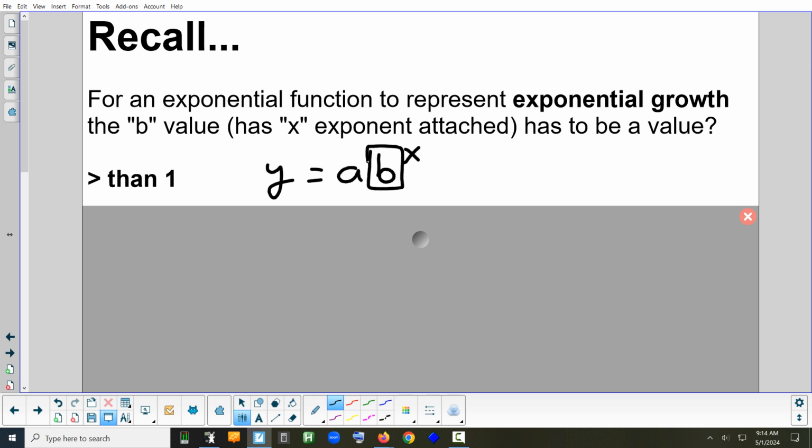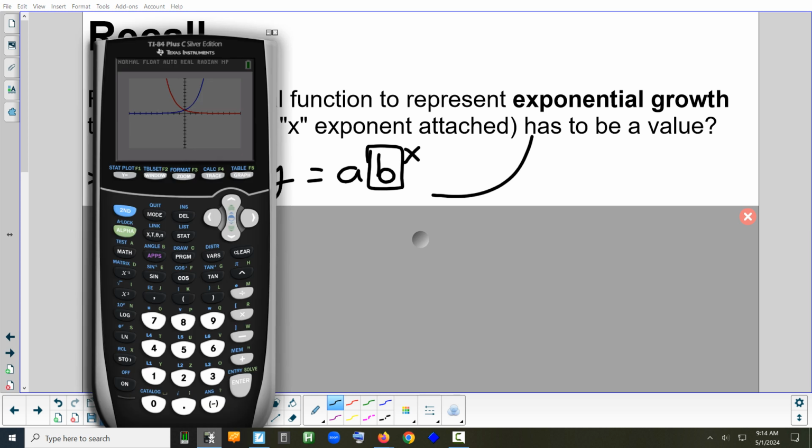So I'm talking about that number that I just put a box around. If that number is bigger than a 1, you're going to get a graph that looks like that. In my problem, what's the b value? Let me just fix it so it looks like this. What's the b value in the blue one?